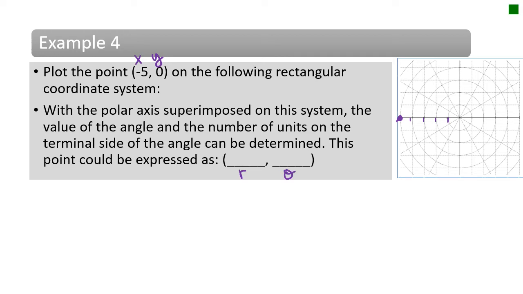So our radius is 1, 2, 3, 4, 5. And the angle, if we're using a positive radius, we've got to start from the x-axis. So our angle is pi.